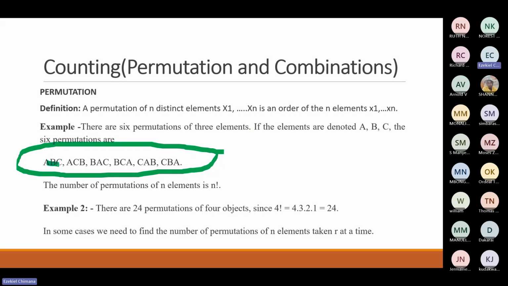So ABC and ACB, these are two different permutations.